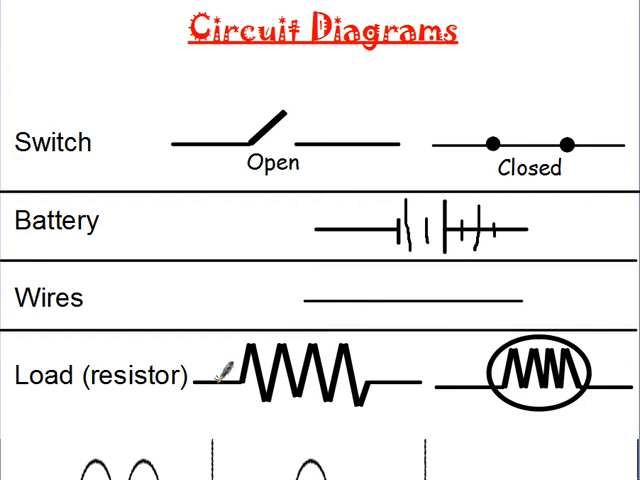The last one is represented in many, many ways. Your loads or your resistors can be shown on a circuit diagram or your circuit map by either having jagged lines. It might have jagged lines inside a circle, or what you're going to be seeing tomorrow in your lab is a circle with an X in it. The circle with the X in it is used mostly to represent light bulbs, which is what we're going to be mainly using for our circuit diagrams.